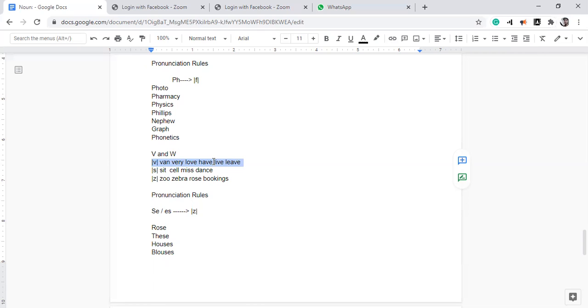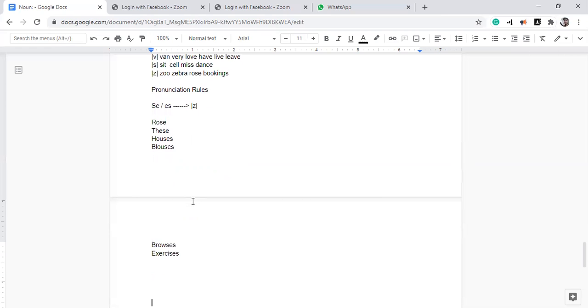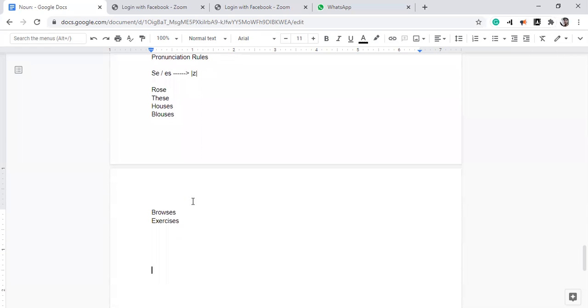We have seen the pronunciation rule that whenever ES or SE or S comes together, the sound will be Z. For example, rose, these, houses, blouses, browses, exercises. So these are the pronunciation rules.